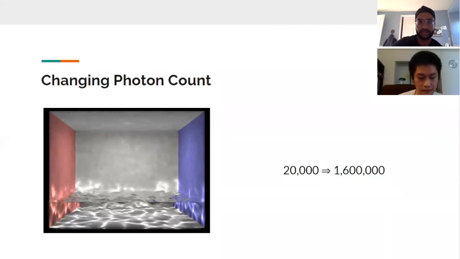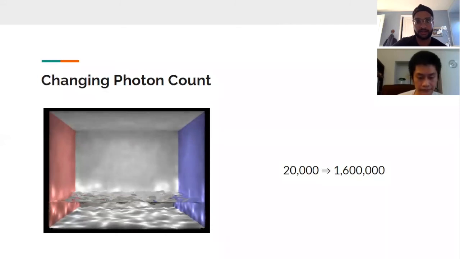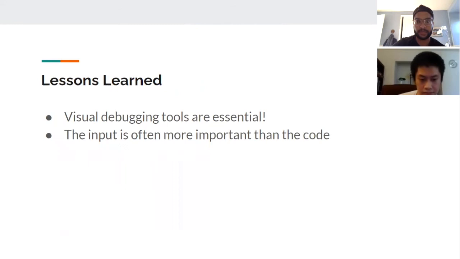For example, as you can see in the animation, when we increase the number of photons, the caustics get sharper. Similarly, when we decrease the radius used in the radiance estimate, the caustics also get sharper, but the image gets noisier.